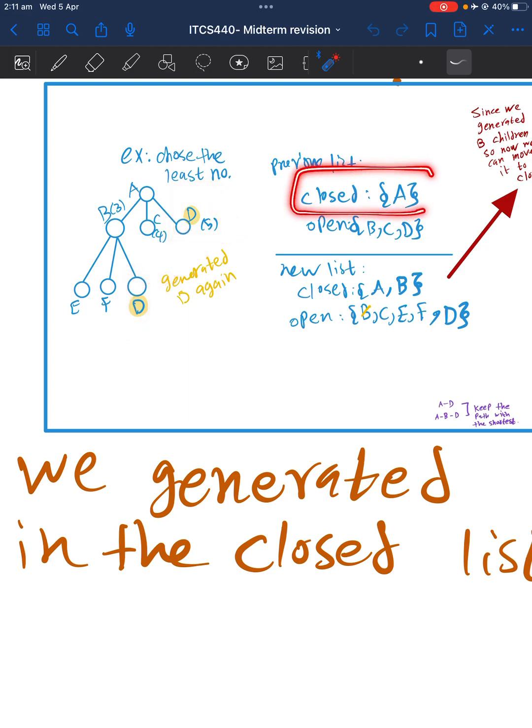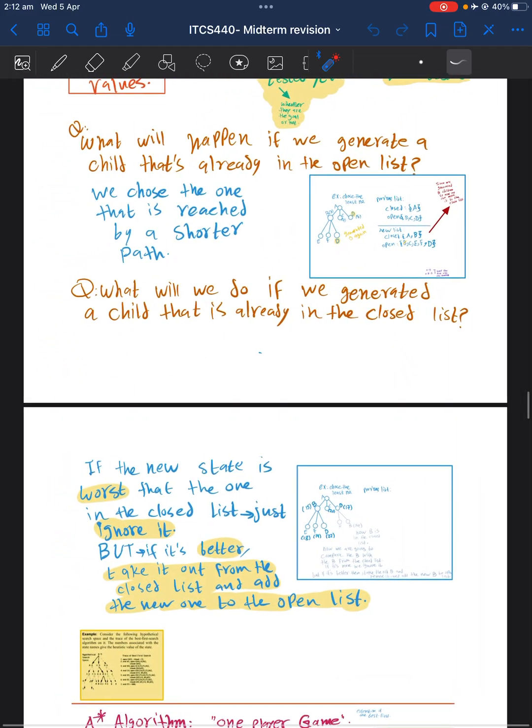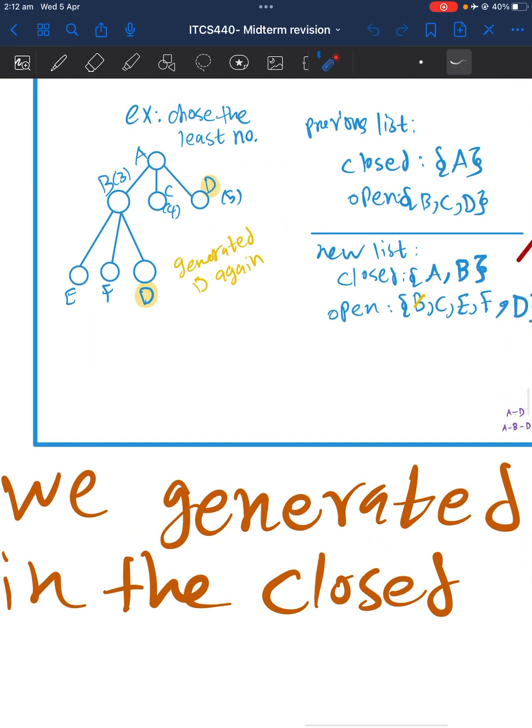In the closed list, we had A, because we just expanded its children, so we moved it to the closed list. And in the open list, we have B, C, D. We saw that B has the smallest number, so we expanded it and moved it to the closed list, as we can see here. And we had its children. So what will we do? We will choose the one that is reached by the shortest path. For example, here AD is a shorter path than ABD.